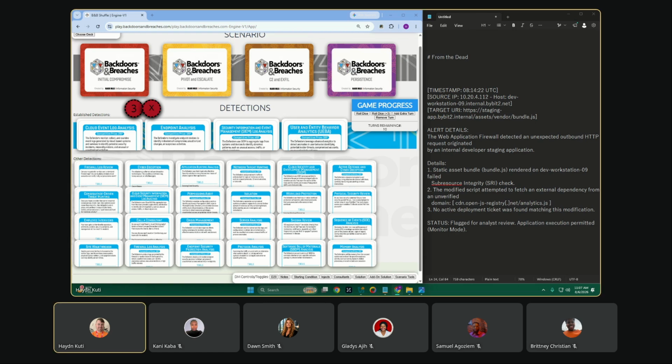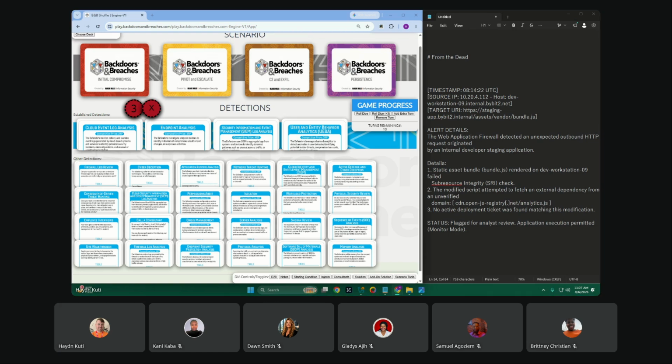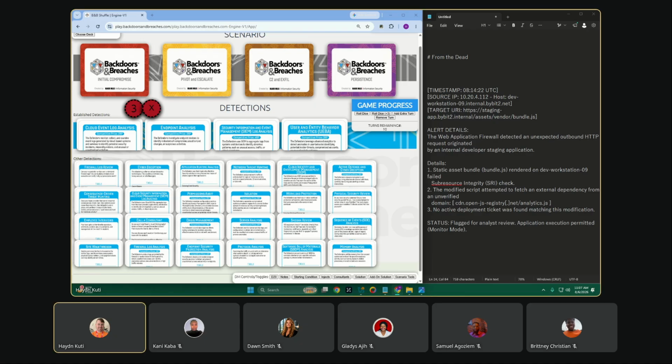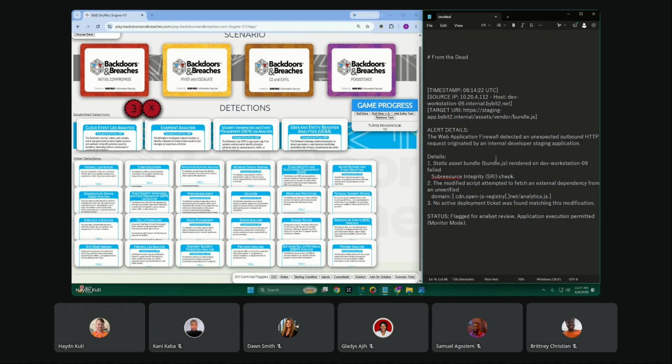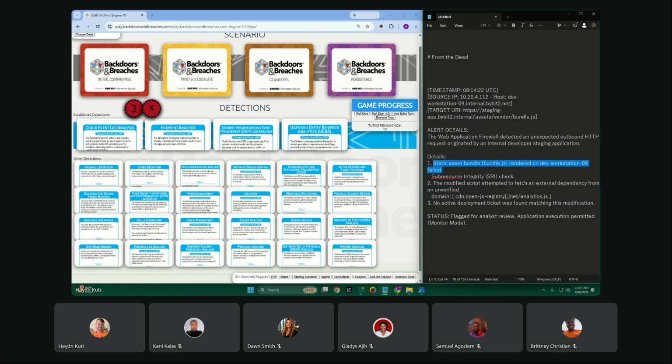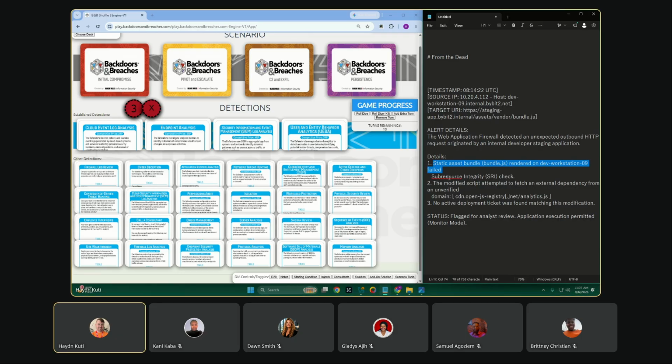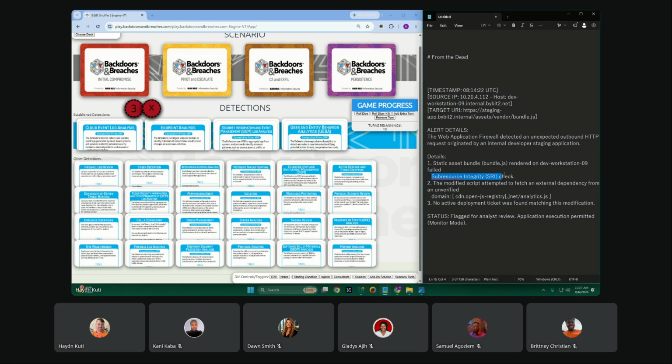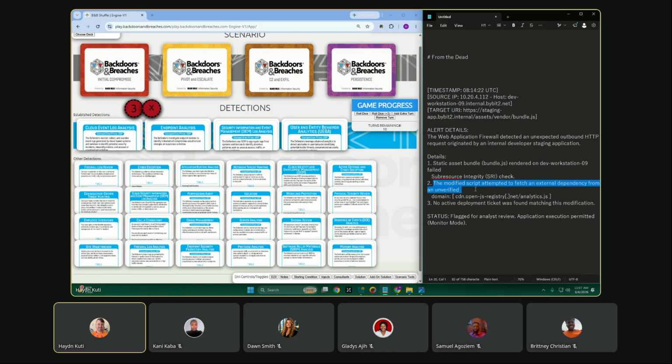Welcome, everybody. So you guys are defenders at a company called Bybit2. You just received an alert that says the Web Application Firewall detected unexpected outbound HTTP requests that originated from an internal developer staging application. We know that the static asset bundle.js, rendered on dev workstation 09, failed the SRI check. The modified script attempted to fetch an external dependency from an unverified domain.